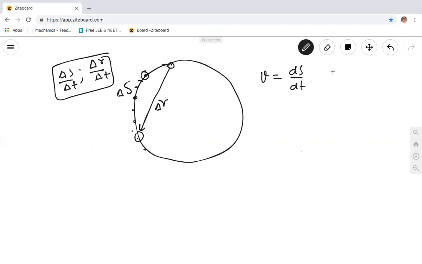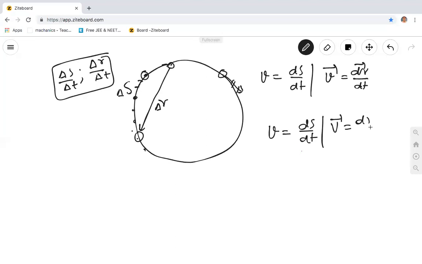And instantaneous velocity is just dr by dt. But dr and ds are the same thing in magnitude. Speed has only magnitude, it does not have direction. So if the particle is here, its velocity direction is this; speed has no direction. So here it is very important to say, whenever you want to find speed, differentiate distance, and if you want velocity, differentiate displacement. That's what is very important. Okay.